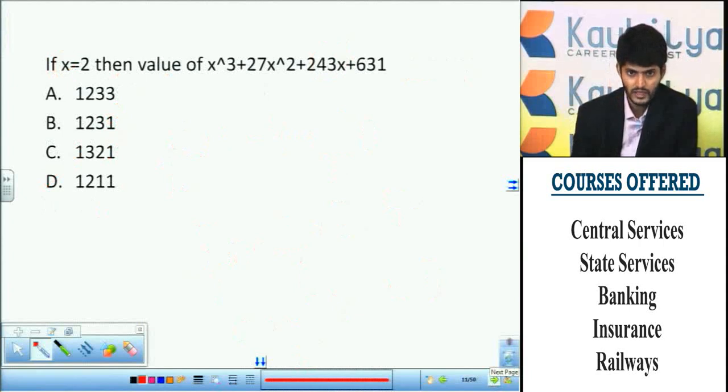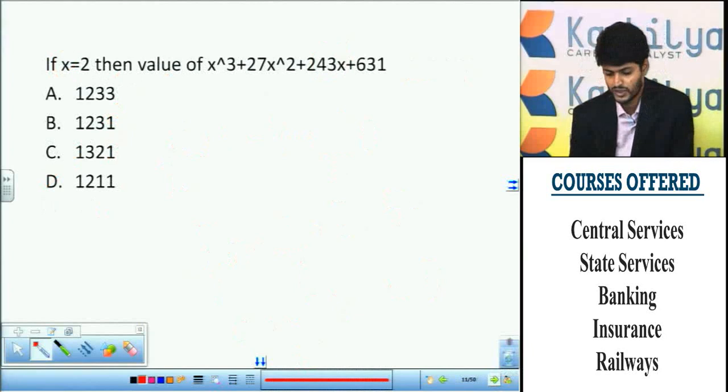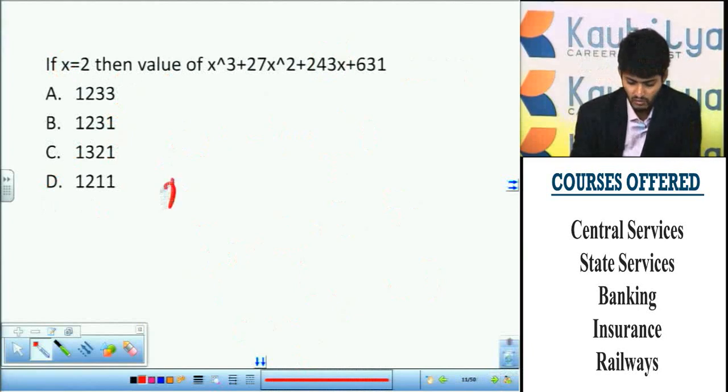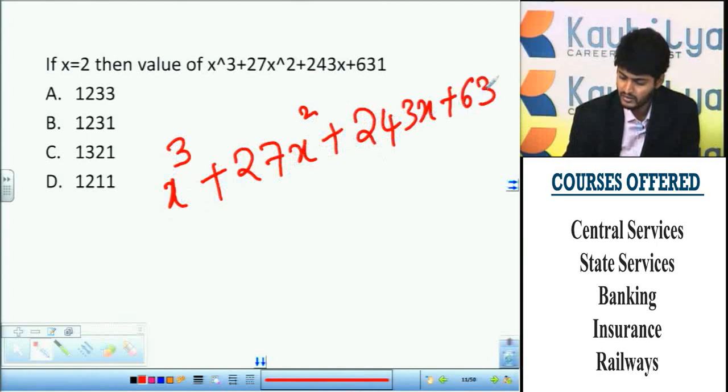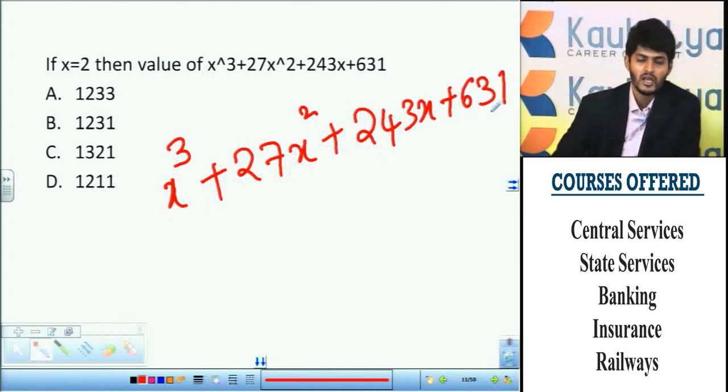Now it's more to do with the concept of numbers. Now let us look at this classic question. So this question says, what is the value of x cube plus 27x square plus 243x plus 631? Okay, in such cases, if I want to solve such a problem, I'll always look at the options.